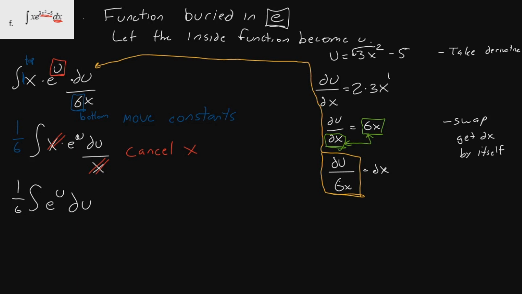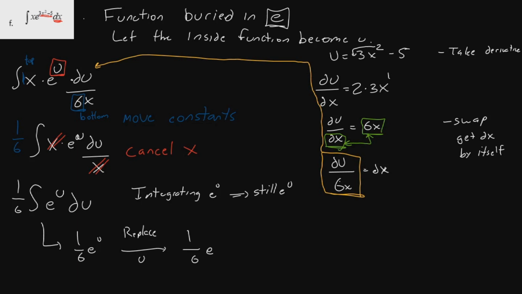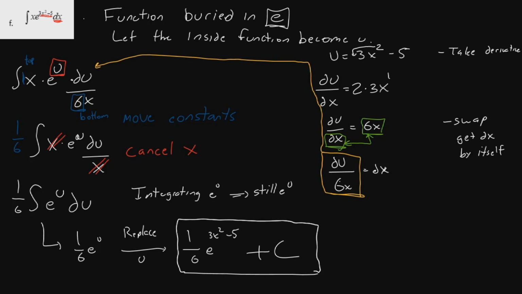But when you integrate e to the u, you get the same e to the u back. So if I take the integral, I still get 1/6 e to the u. Now all I need to do is replace my u. Well, the u I selected previously was 3x squared minus 5. So I'll get 1/6 e to the 3x squared minus 5 plus c on the end, and then I'm okay to go. That's my integral, and that's all we need to do.